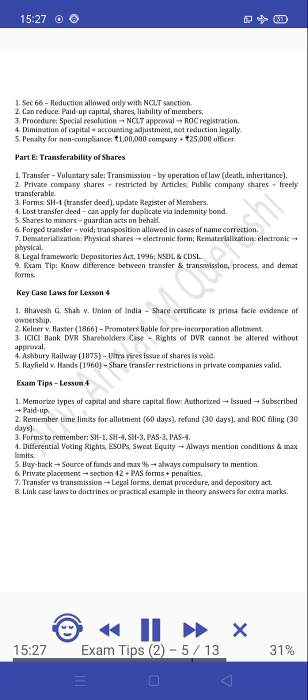3. Forms to remember: SH-1, SH4, SH3, PAS3, PAS4. 4. Differential voting rights, ESOPs, sweat equity → always mention conditions and max limits. 5. Buyback → source of funds and max percent → always compulsory to mention. 6. Private placement → Section 42 plus PA forms plus penalties. 7. Transfer versus transmission → legal forms, dormant procedure, and Depositories Act. 8. Link case laws to doctrines or practical examples in theory answers for extra marks.